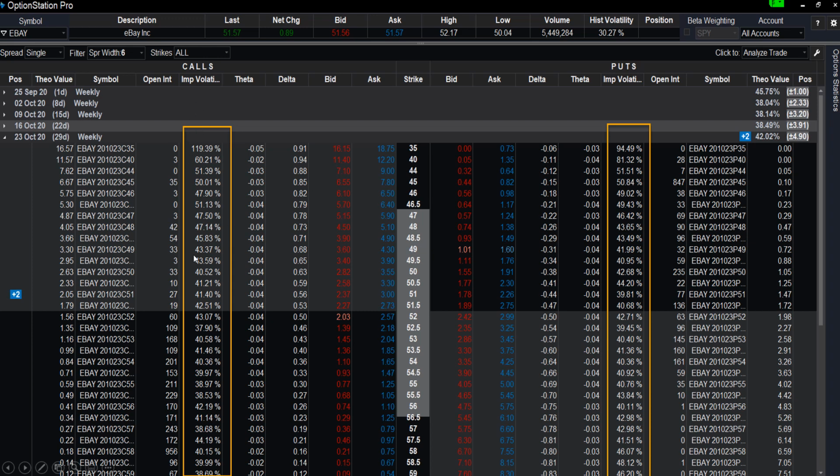This is the implied volatility for each option based on that option price. Normally, you plug volatility into the pricing model and it gives you the price. In this case, we're reversing it out. We have the price, but we want to know what the implied volatility is.